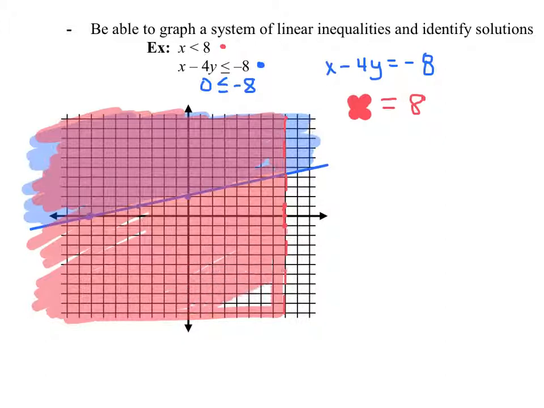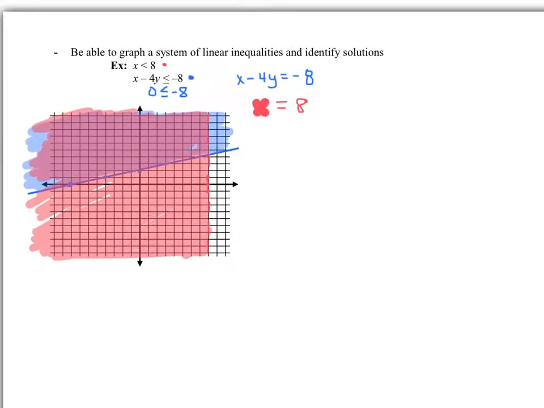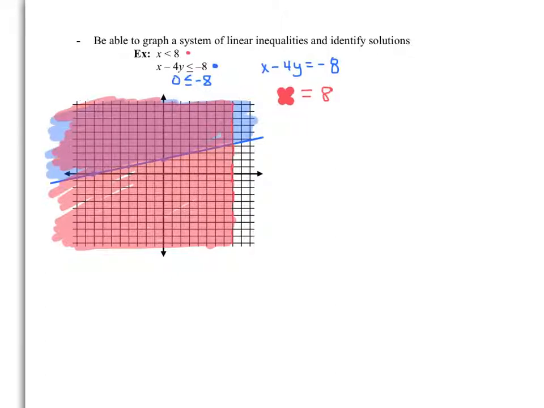But now the solution to the system would be in this overlapping shaded region, and then also along this portion of the blue line that falls within the red shaded region. So any of those points would be ordered pairs. The graph by itself is the solution. You don't have to say anything else.